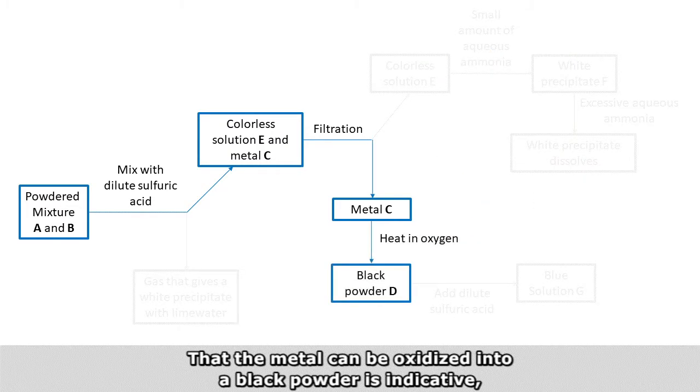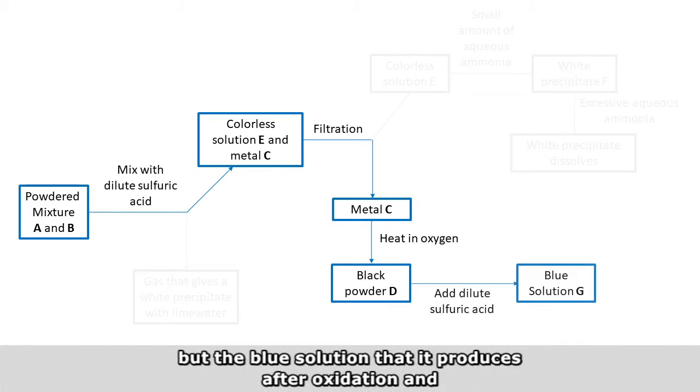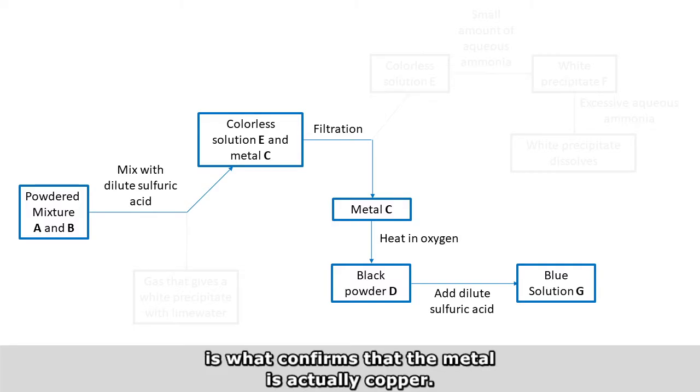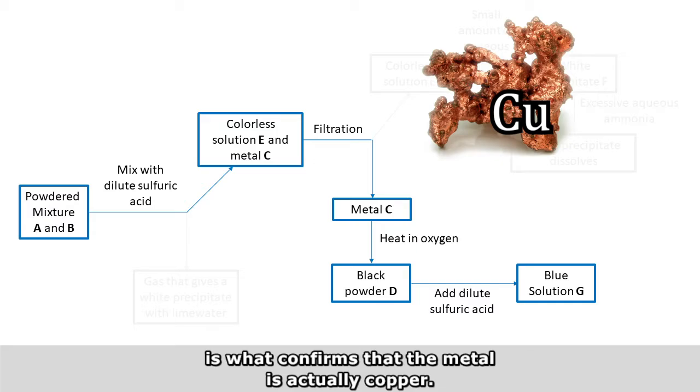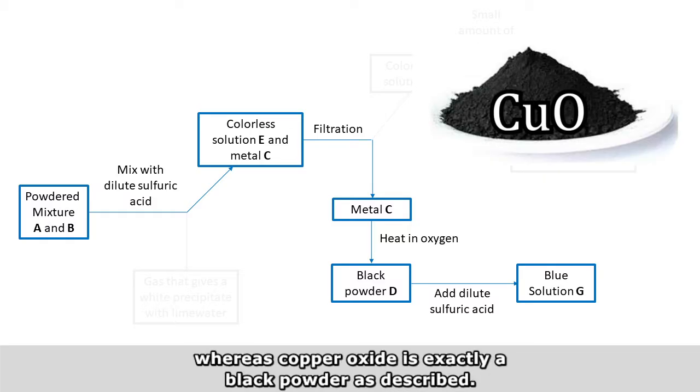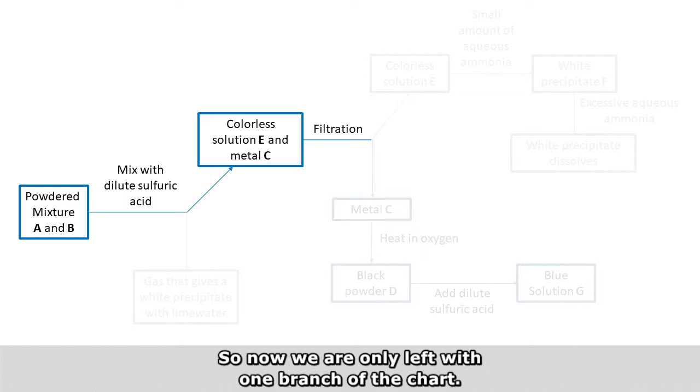That the metal can be oxidized into a black powder is indicative, but the blue solution that it produces after oxidation and reacting with the dilute sulfuric acid is what confirms that the metal is actually copper. The solution of aqueous copper has a blue or azure appearance, whereas copper oxide is exactly a black powder as described. So now we're only left with one branch of the chart.